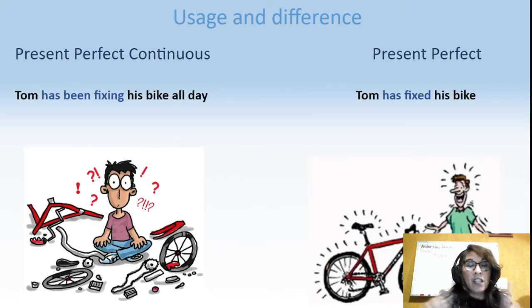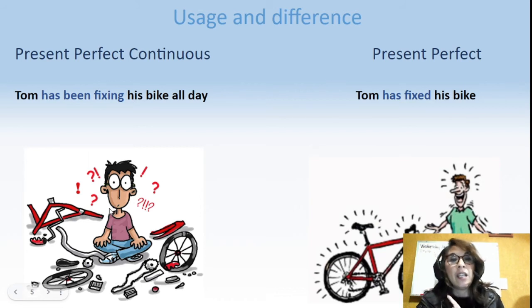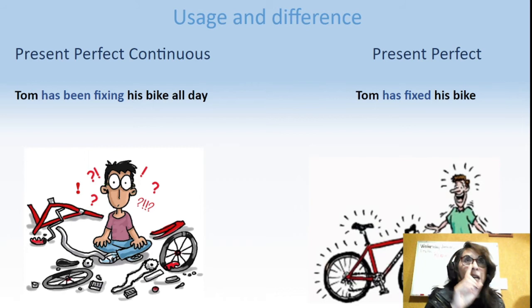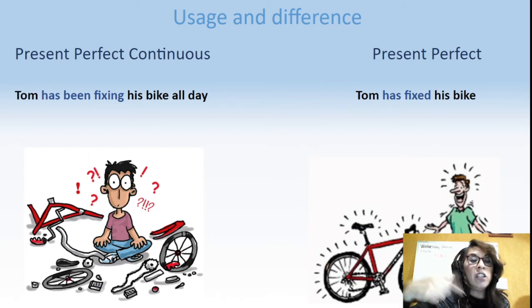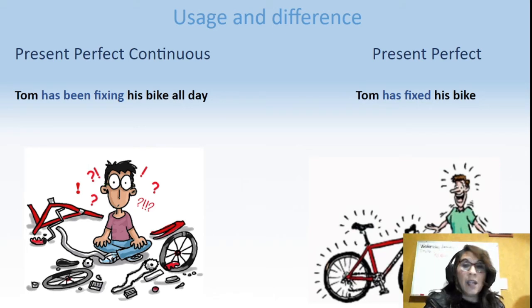Check the difference. Here we have two other examples with the difference. Check the picture for this boy. Tom has been fixing his bike all day. What does it mean? That he hasn't finished. He continued fixing his bike. During all the day, he has been fixing his bike. Check the other picture. Tom has fixed his bike because he finished.